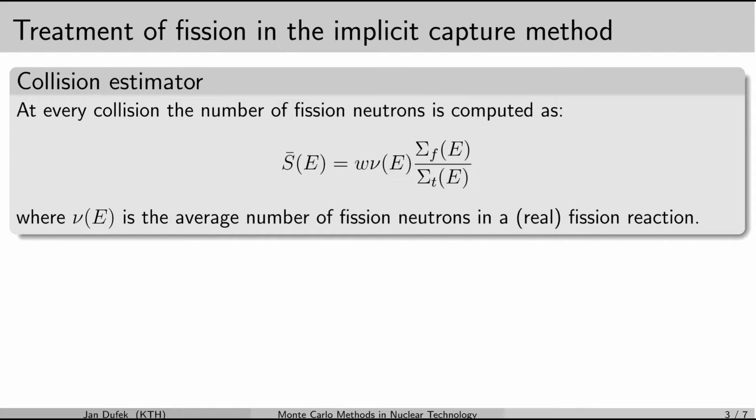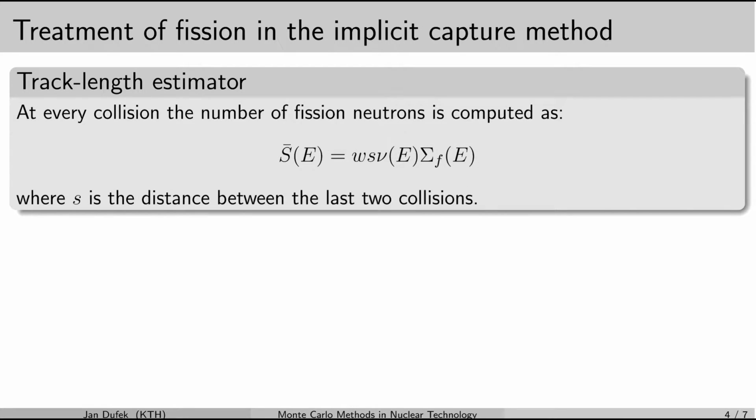And this is then multiplied by the statistical weight of the neutron that collides at the point. The next estimator that we can use to estimate the expected number of fission neutrons is called the track length estimator. It's also called the path length estimator, and it estimates the expected number of fission neutrons according to this formula.